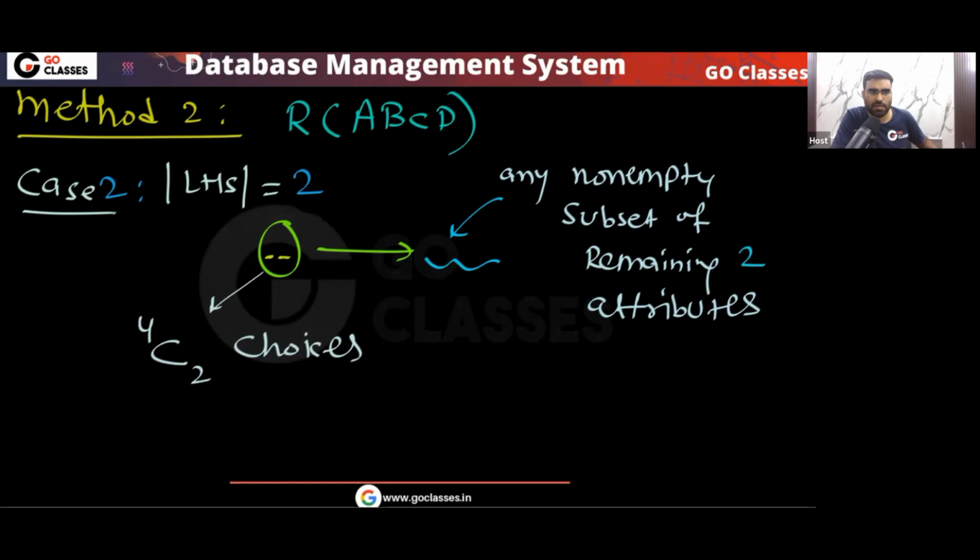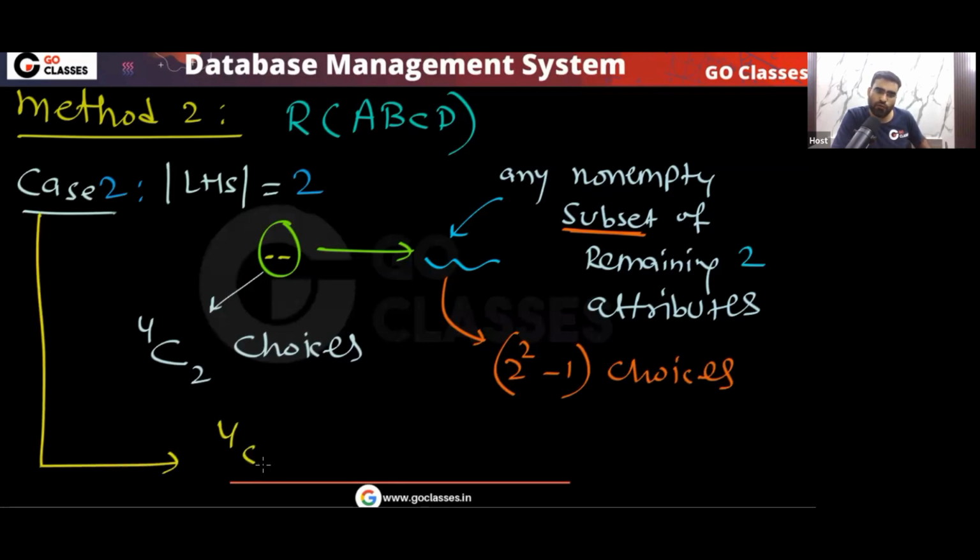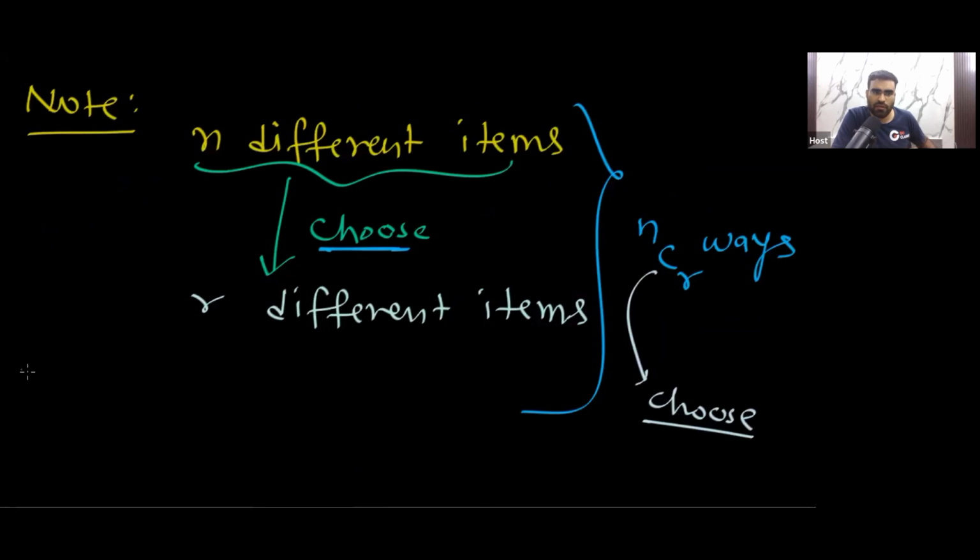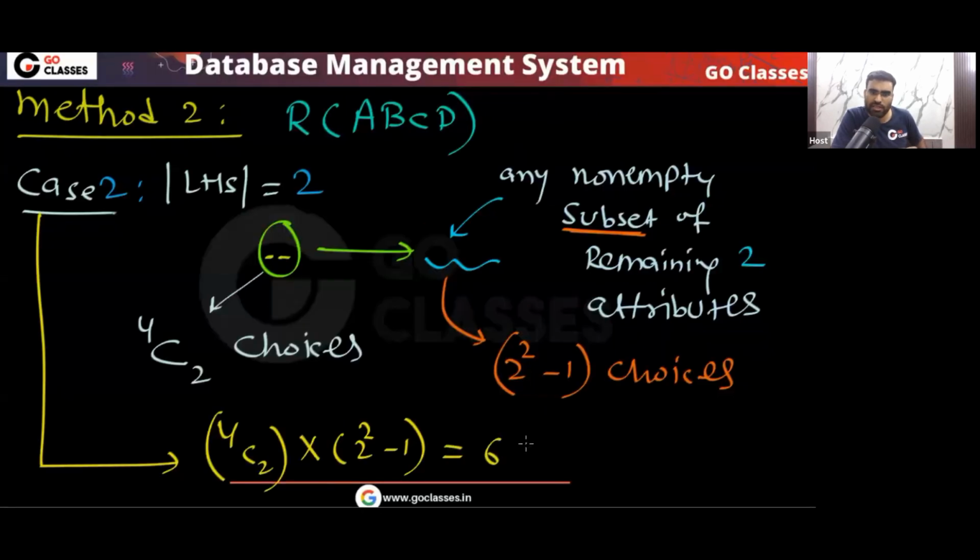What about this RHS? Any non-empty subset you can choose from the remaining 2 attributes, so that will be 2 power 2 minus 1 choices for RHS. So in case number 2, what answer did I get? I got 4C2 multiplied by 2 power 2 minus 1. What is 4C2? That is 6. So 6 multiplied by 3, that will be 18 useful FDs in case number 2.